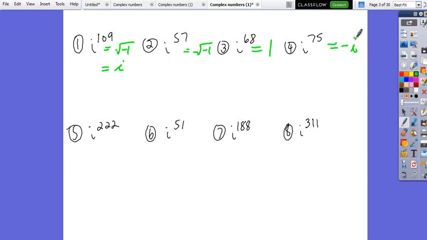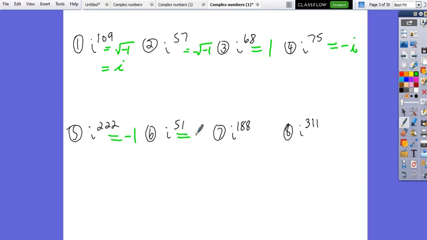All right. 222. Remainder 2. So that's going to be negative 1. Negative 1, not negative i, negative 1. All right. Be careful. Make sure you know the difference between i and a 1. All right. 51. Remainder's 3, so the answer is negative i.